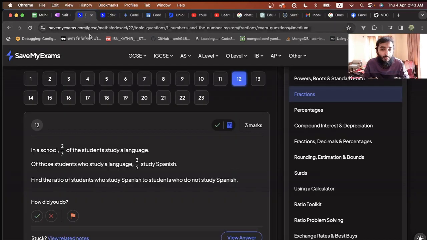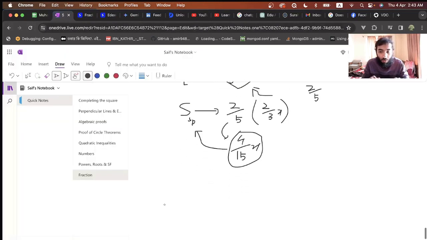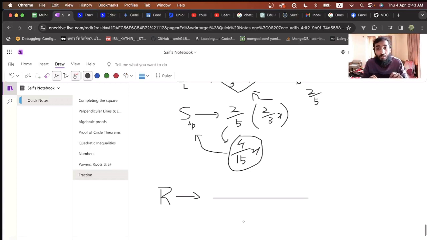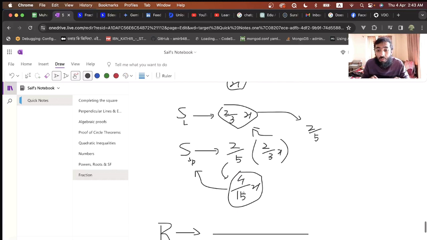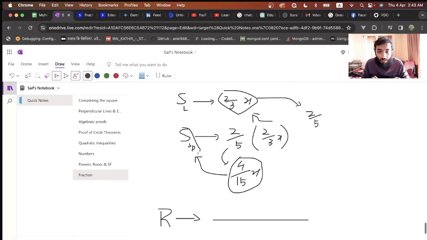So you have to find the ratio of students who study Spanish to those students who do not study Spanish. If that ratio is denoted as R, it should be the students who study Spanish by those who do not study Spanish. What are the students who study Spanish? This is 4/15 of X.